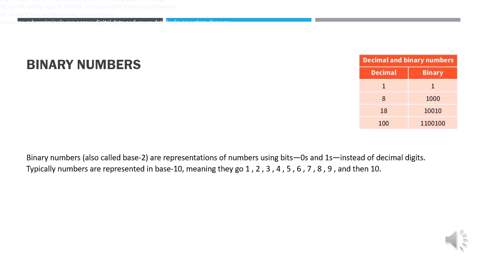A computer uses binary numbers to store numbers. Binary numbers are used in calculations in the same way as decimal values. Binary numbers are also called base 2 numbers and are a representation of numbers using bits, zeros and ones, instead of the decimal digits. Typically, numbers are presented in base 10, meaning they go from 1, 2, 3, 4, 5, 6, 7, 8, 9, and then 10. The decimal number system starts from 0 to 9, and the binary number system consists of only two digits, that is 0 and 1.